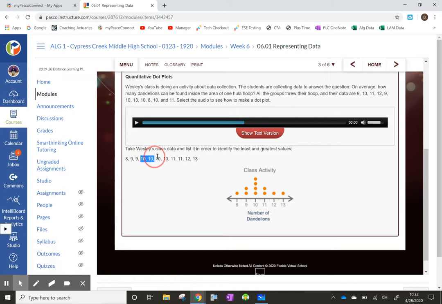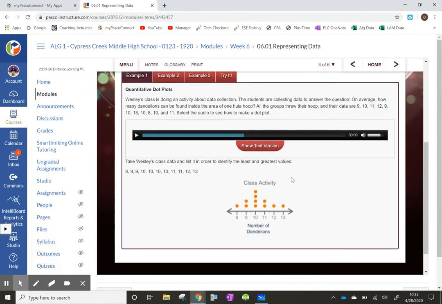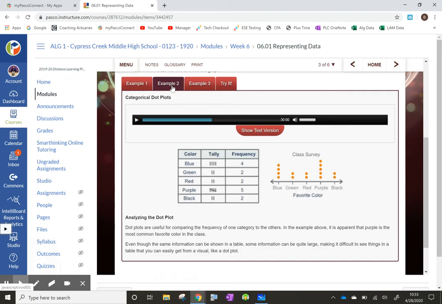Makes sense? There were 4 hula hoops that had 10 dandelions in them. So for the value 10, you can see that there are 4 dots above it to indicate the 4 hula hoops. There were 2 hula hoops that had 11, so you see 2 dots above 11, and then 1 of 12, 1 of 13. So that's what a dot plot is. It's simply the number of dots. It's kind of like a tally measure, like taking tally marks in a bar graph at the same time, to make it look good.